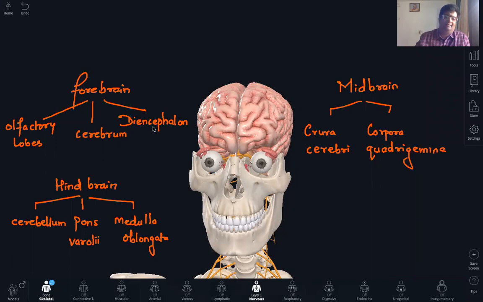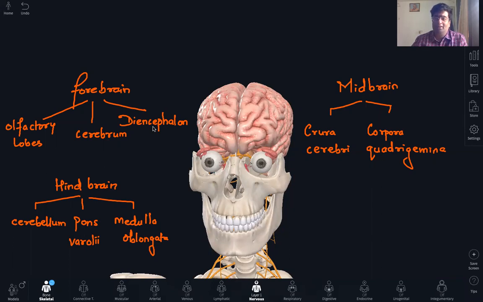Now, the thalamus basically acts as the relay center. I repeat, it acts as the relay center for the pain and pressure impulses to the cerebrum. The hypothalamus acts as the thermostat of the body. Thermostat means the temperature regulator. It regulates your body temperature, and that is why it is called the thermostat.